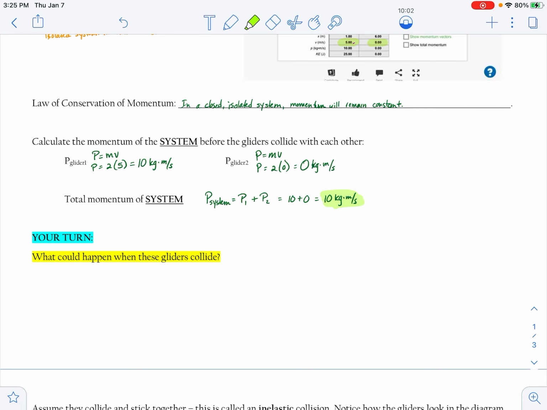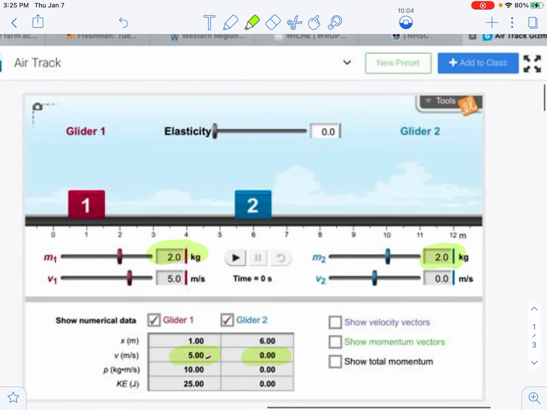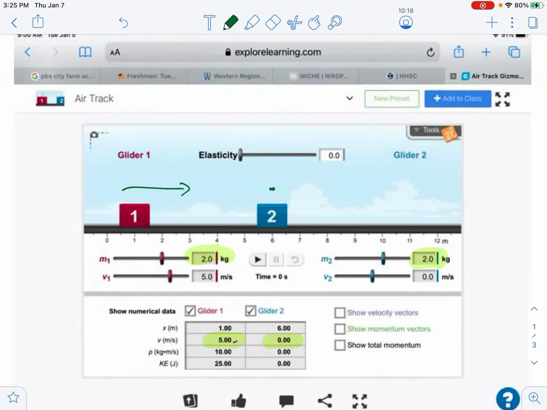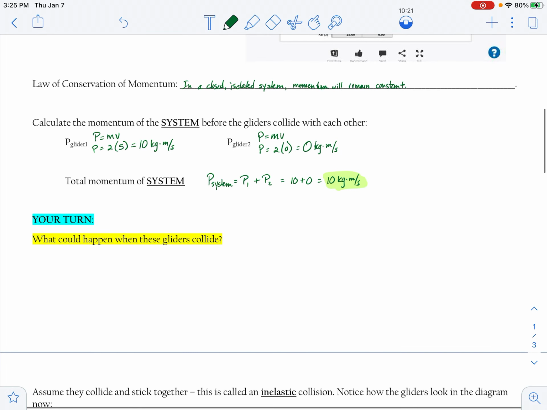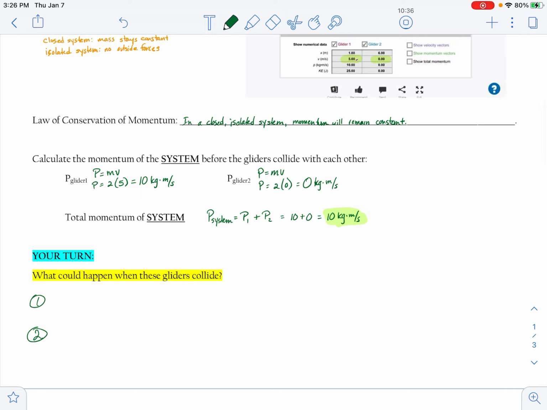All right, so now it's your turn. So I want you to think about what's going to happen. I'm going to push play, just like I did in class. Glider 1 is going to move. Glider 2 is just going to sit here. And I want you to think, just like we did in class, of all the things that could possibly happen when glider 1 hits glider 2. All right? So there is your space to put those down. What could happen when glider 1 hits glider 2? I would like you to come up with at least 2 possibilities. All right? So pause the recording. Put your 2 possibilities down there. And then we'll go on.